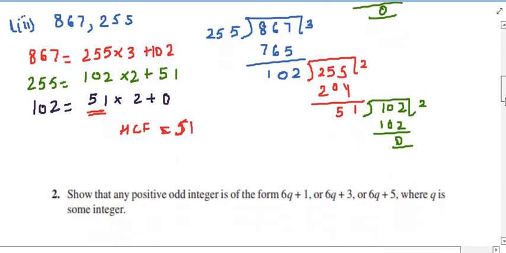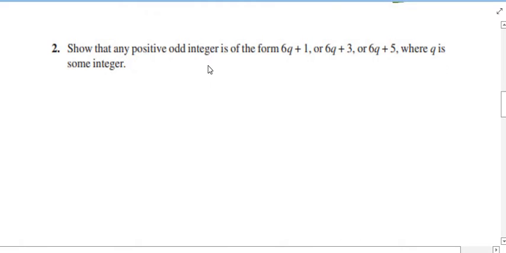Okay, so now we'll do question number 2. In question number 2, we have to show that any positive odd integer is of the form 6q plus 1, 6q plus 3 or 6q plus 5, where q is some integer. So here also we will be using Euclid's division lemma to prove this. So let's take a to be any positive integer.